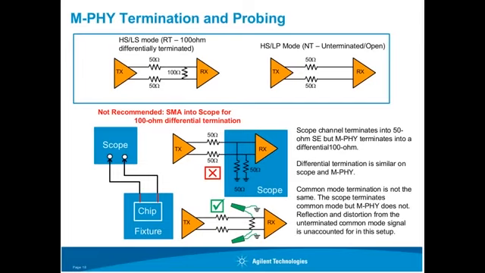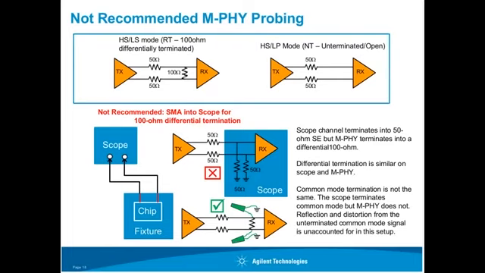So I get a lot of questions on terminating the M-PHY signal into the scope. A lot of customers have been asking us whether they can actually terminate the signal directly into the scope. While they can do it, it is actually not recommended. And the reason is the scope termination does not exactly match the M-PHY termination requirement. Differentially, both the scope and the M-PHY terminations are the same, but the common mode termination is not.